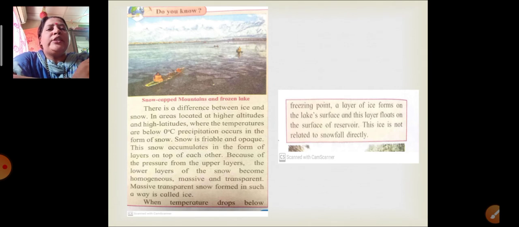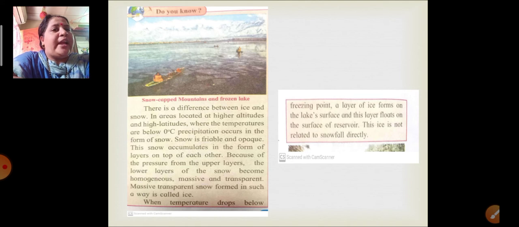Here is one small 'Do you know' part, just see to it. There is a difference between ice and snow. You always have that habit that ice means snow and snow means ice. No, let's see what the difference between ice and snow is. In areas located at higher altitude and high latitudes, where the temperature is below 0 degrees Celsius, precipitation occurs in the form of snow that we have learned just now. Snow is friable and opaque.